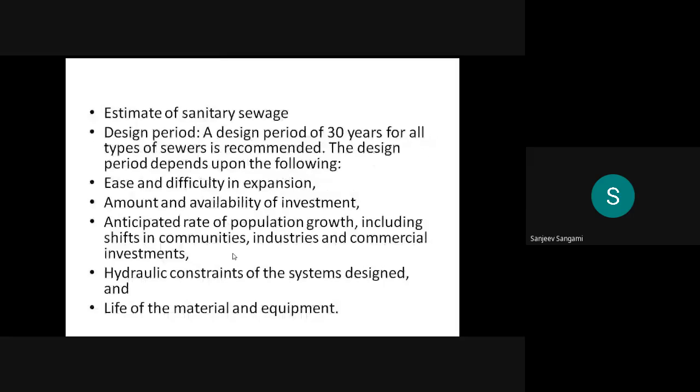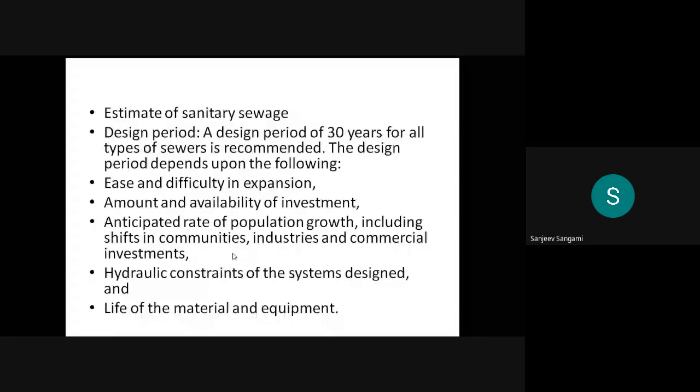So when you are designing the sewers, there are some major aspects we have to consider, and some major steps we have to do. The first one is the estimate of sanitary sewage. We already know how to calculate it, and we have already done it, but I'll tell it again now. The sanitary sewage can be calculated by multiplying the rate of demand and the percentage of wastewater that is coming.